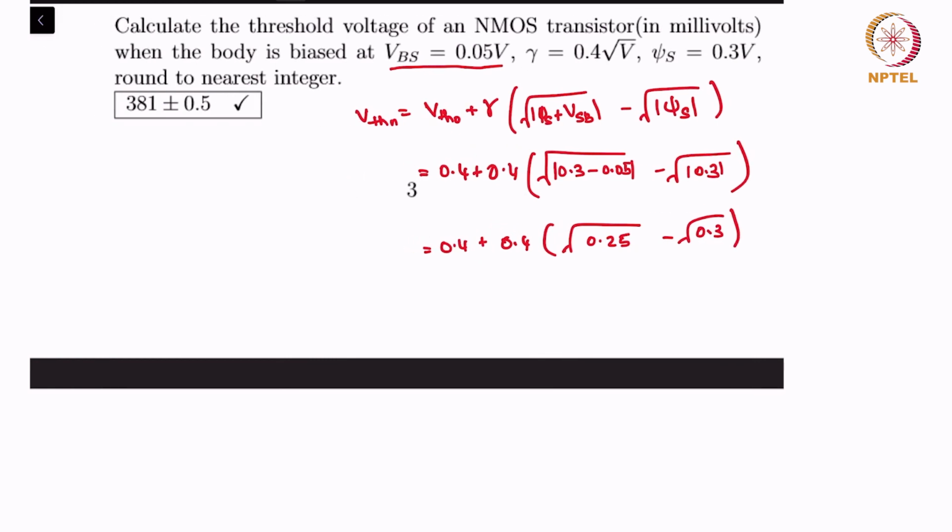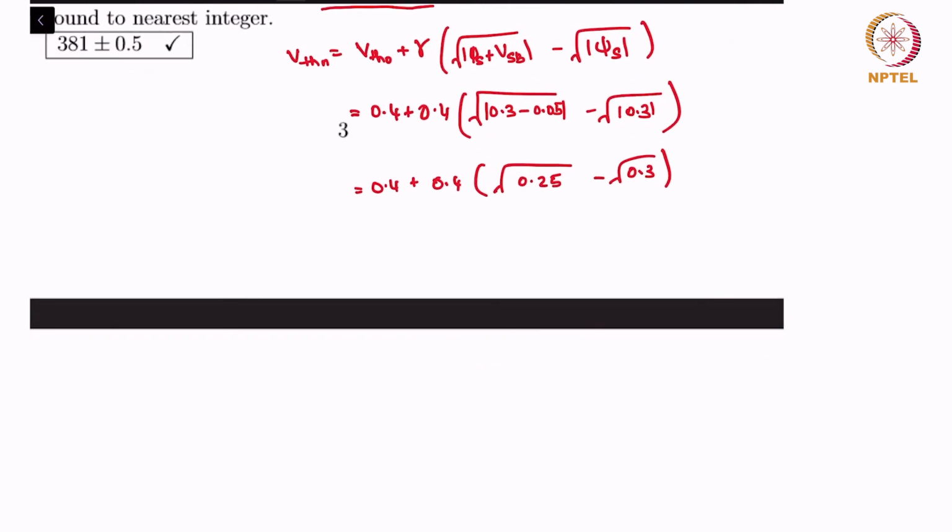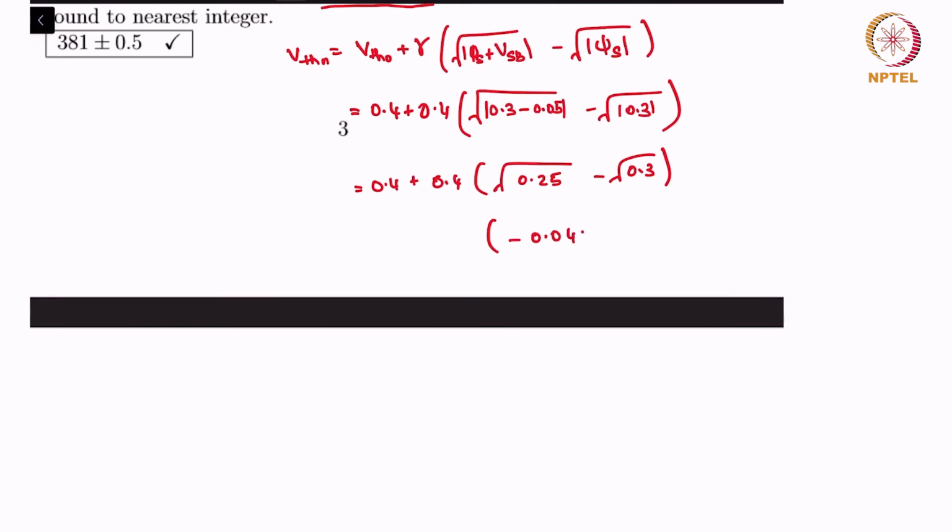and plugging this into the calculator gives us square root of 0.25 minus square root of 0.3 is equal to minus 0.047, and this into 0.4 plus 0.4 gives us 0.3809, which is 381 millivolt approximately, right?